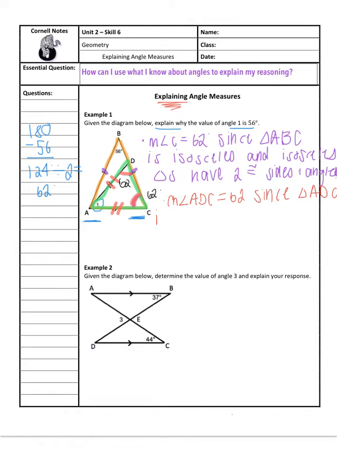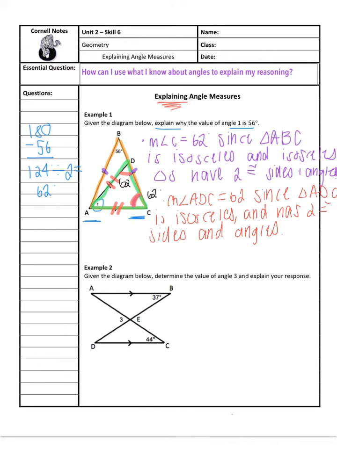ADC is 62 since triangle ADC is isosceles and has two congruent sides and angles.